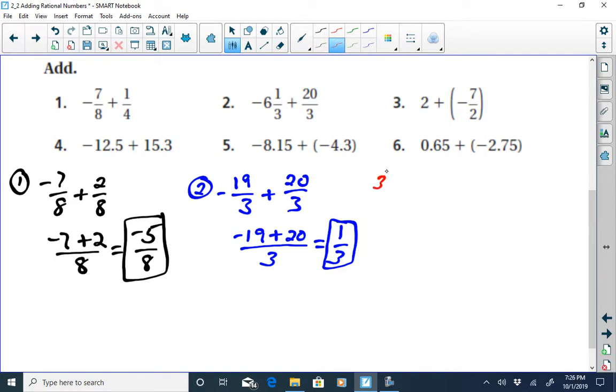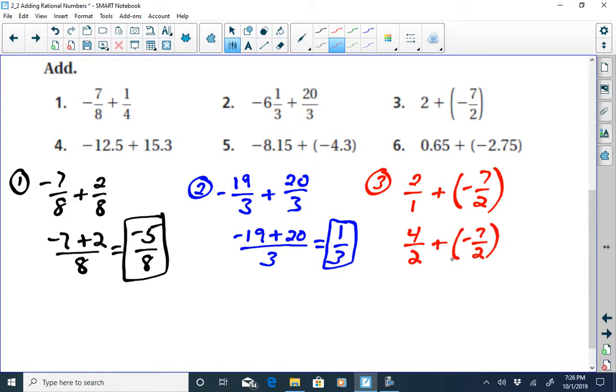All right. Let's look at problem 3. I have 2 plus negative 7 over 2. Now, there are different ways that you can do this problem, but let's say it's probably best to rewrite using a common denominator. So 2 as a fraction is 2 over 1. And then we're adding, right, negative 7 over 2. So if I have to rewrite these with a common denominator, it's going to be 2. So 2 over 1 is the same as 4 over 2. So I have 4 over 2 plus negative 7 over 2.